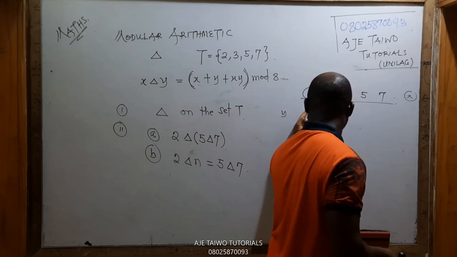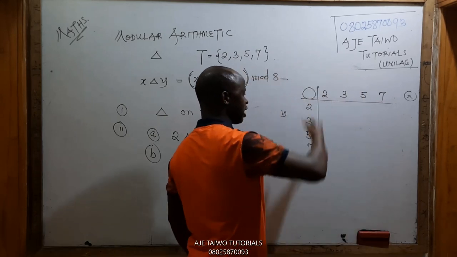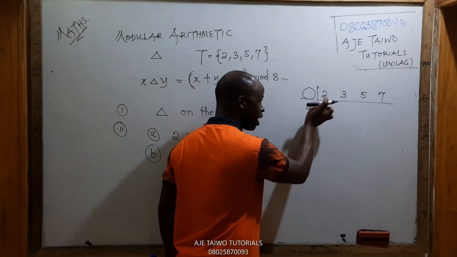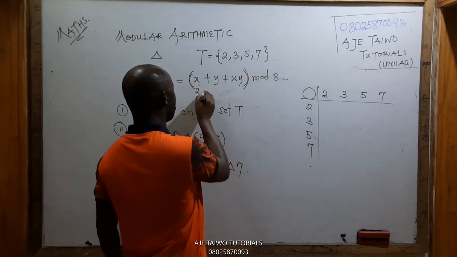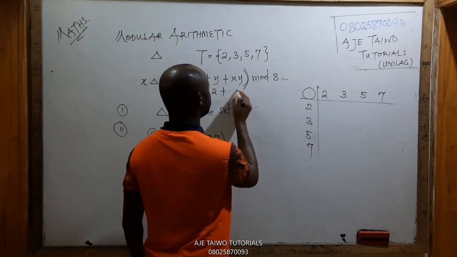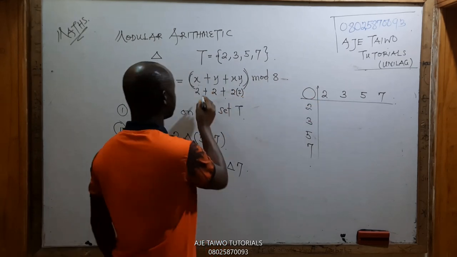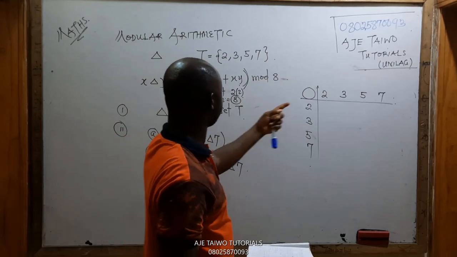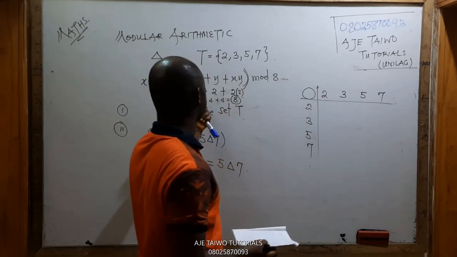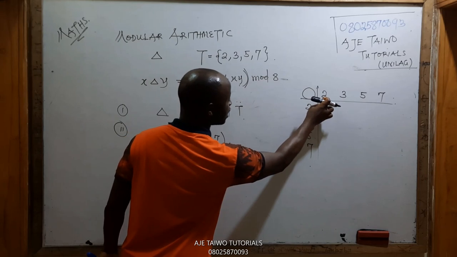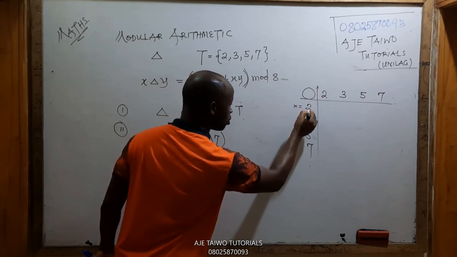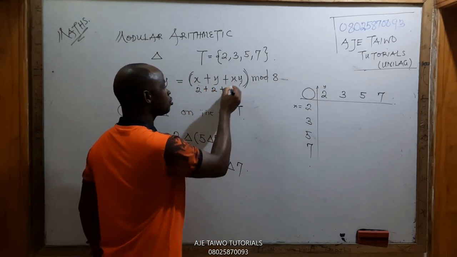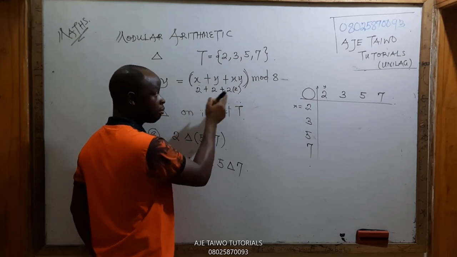Call anyone you like X, anyone you like Y. Let's say X is 2, Y is 2. You now say 2 plus 2 plus 2 times 2. That means 2 plus 2 is 4, plus 4. That's 8. You have picked X as 2, Y as 2. So you have X is 2, Y is 2, 2 times 2, that's 4, plus 4, that's 8.